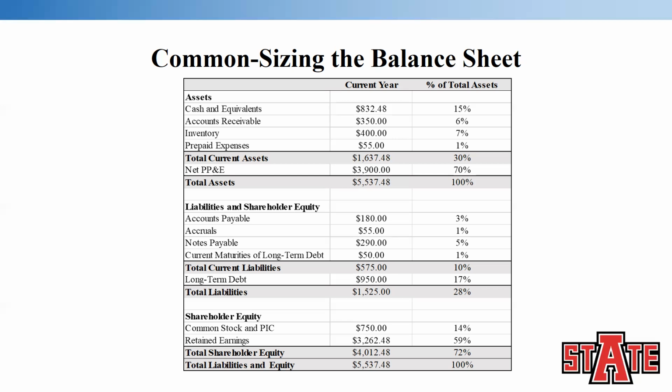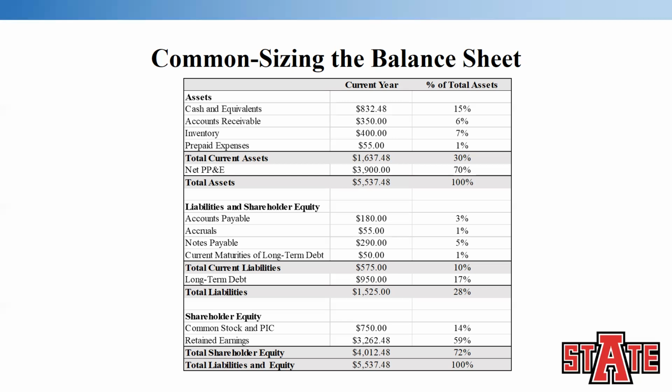Moving on down, equity is 72% of total assets, meaning that 72% of assets are financed with equity. For every additional dollar of assets we have, we finance 72% of it with equity. That's a strong statement, indicating that this company is not overusing financial leverage. They're not overusing their liability financing. Notice that 72% plus 28% gives us 100% for total liabilities and equity.